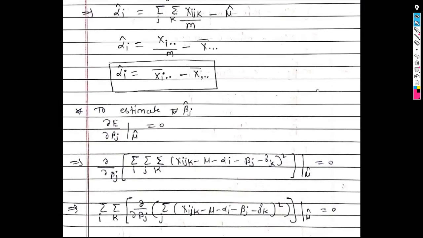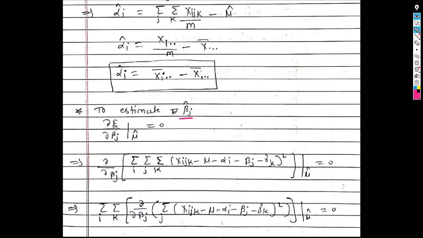So we get the estimate for alpha i, alpha i hat, and it is nothing but the difference of the ith row mean and the grand mean, that is x̄ i dot dot minus x̄ dot dot dot. In this way we get the estimate for alpha i. Now we want to find the estimate for beta j, that is the jth column effect. The jth column effect's estimate is denoted by beta j hat.